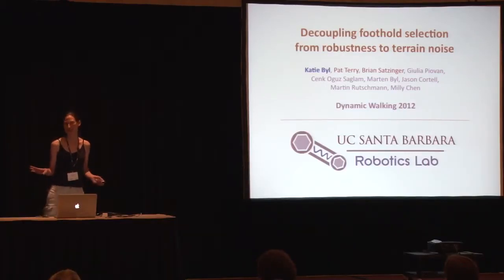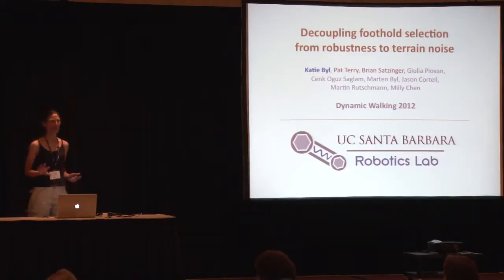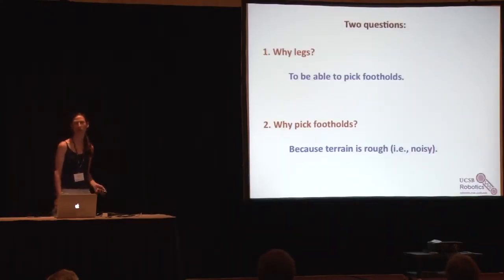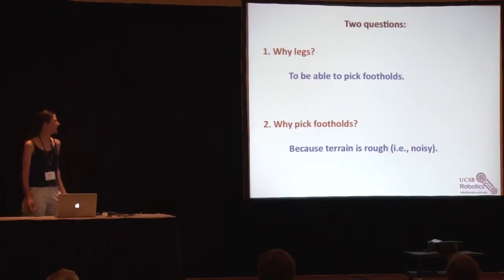I have way too many slides for 5 minutes, so please ask questions afterwards on the details I can't get to. The formal talk, meaning my talk, is decoupling foothold selection from robustness to terrain noise. And I have two questions. One is, why use legs for robots? I'd say it's to be able to pick footholds. And the second question is, why do you want to pick footholds in terrain? Because you have rough terrain, which implies that it's noisy.